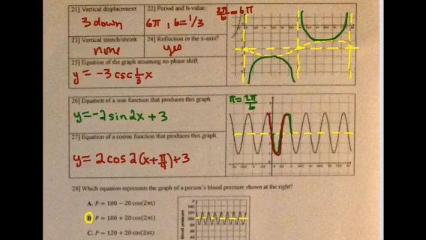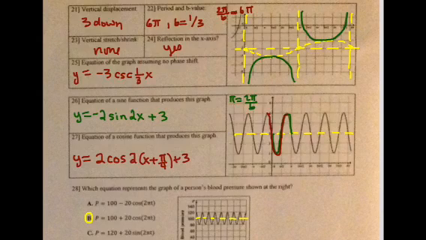One period goes from negative pi over 4 to 3 pi over 4, so it's pi. The period is pi, so it equals 2 pi over b. Cross multiply, and you get b is 2. So that's why you see a 2x. And then the sine has the beginning right here on the y-axis, so it has no horizontal translation, and then the vertical displacement of 3.